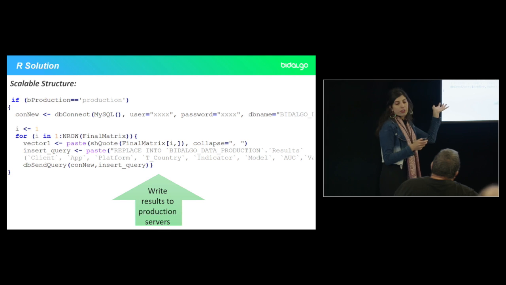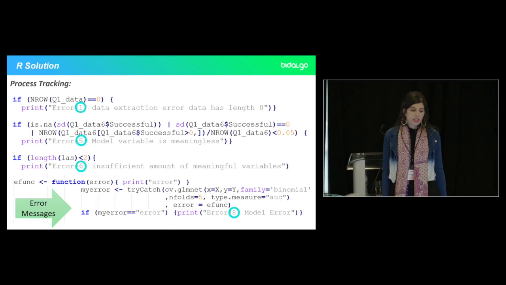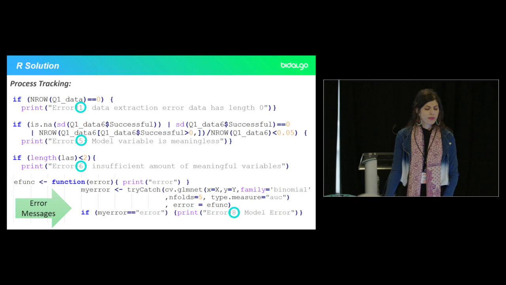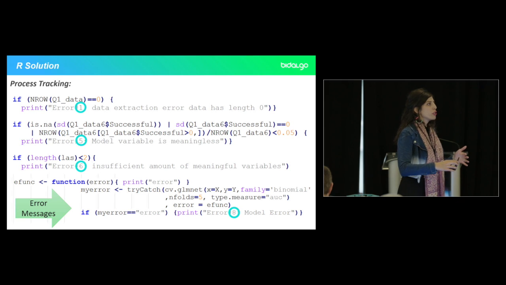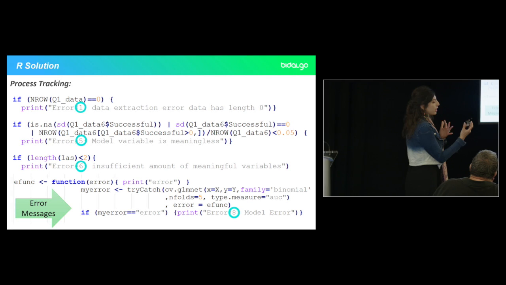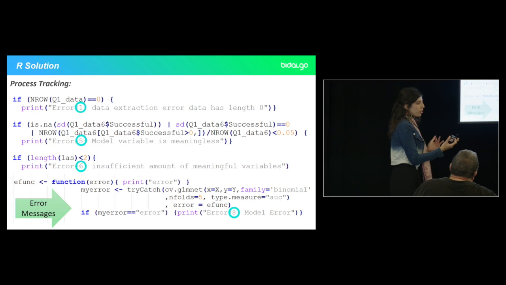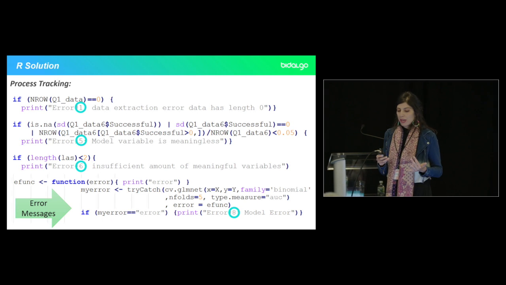And then eventually, everything is written to production tables. This is cool. Another thing is basically, we found it very, very useful to plant error messages across the script. So I see exactly where my script failed. So here, for example, I have data extraction error, or I have model error. So I know exactly what happened during the process, and I can analyze it.